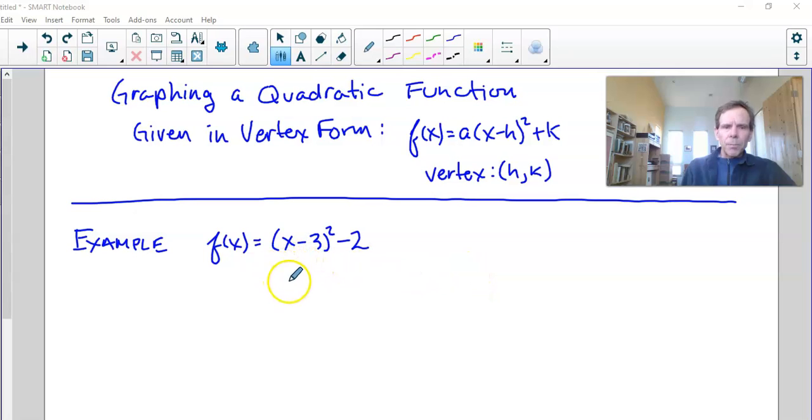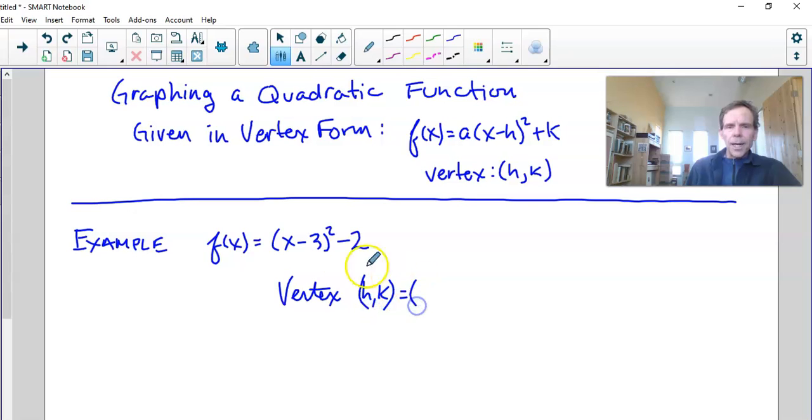Let's look at an example, a real-life example with numbers in it. So let's say we want to graph the function f(x) = (x - 3)^2 - 2. Where's the vertex? The vertex is located at (h, k), and in this case the h is 3 and the k is negative 2.